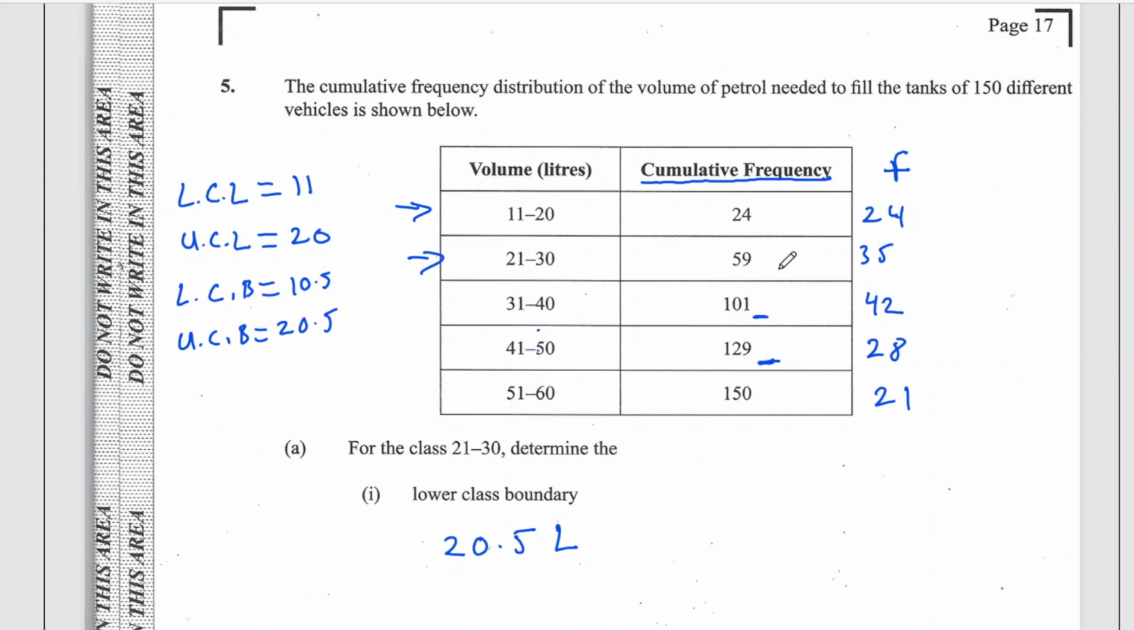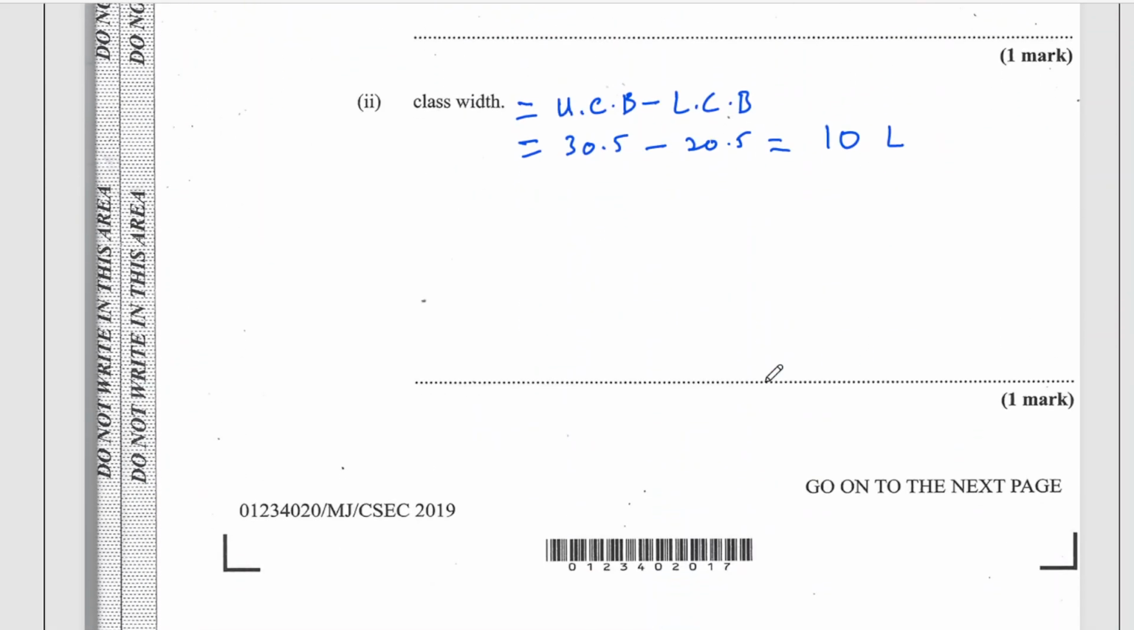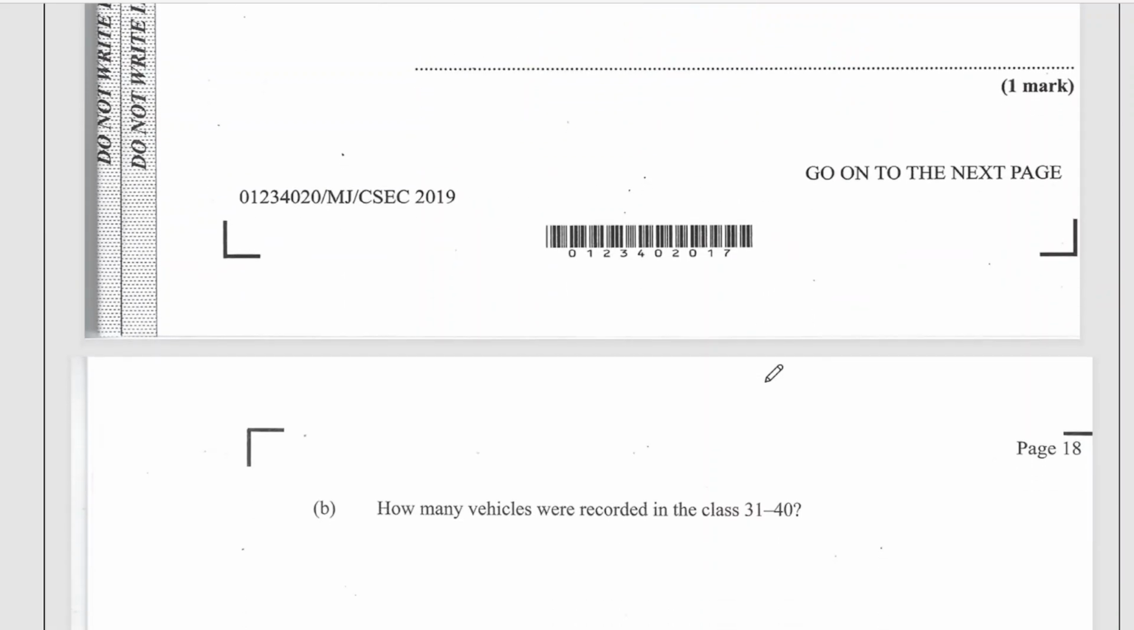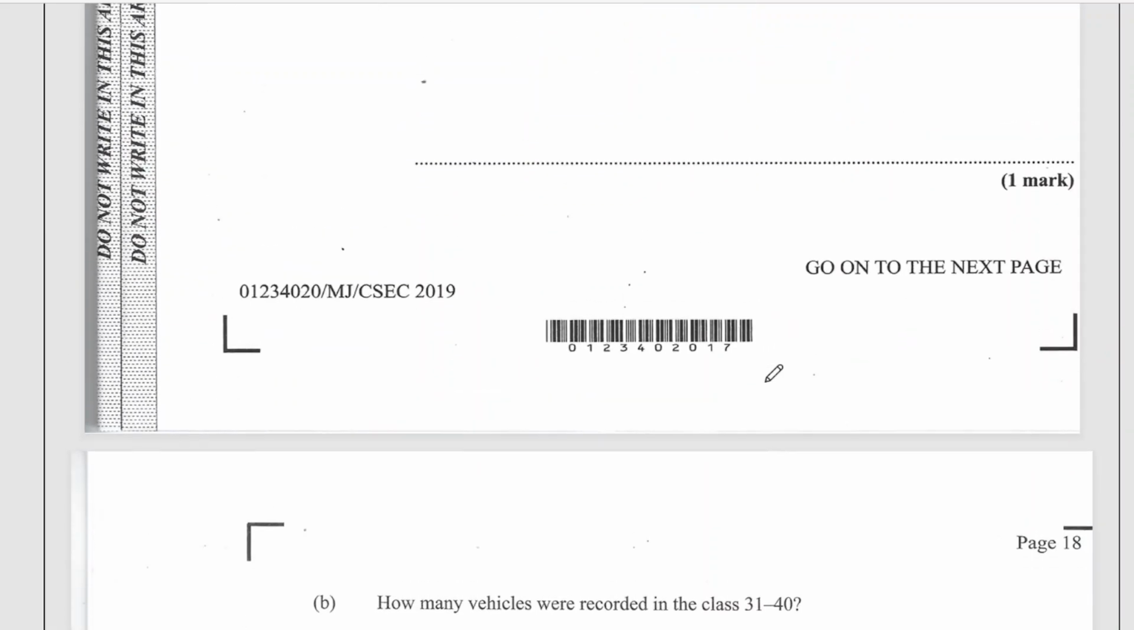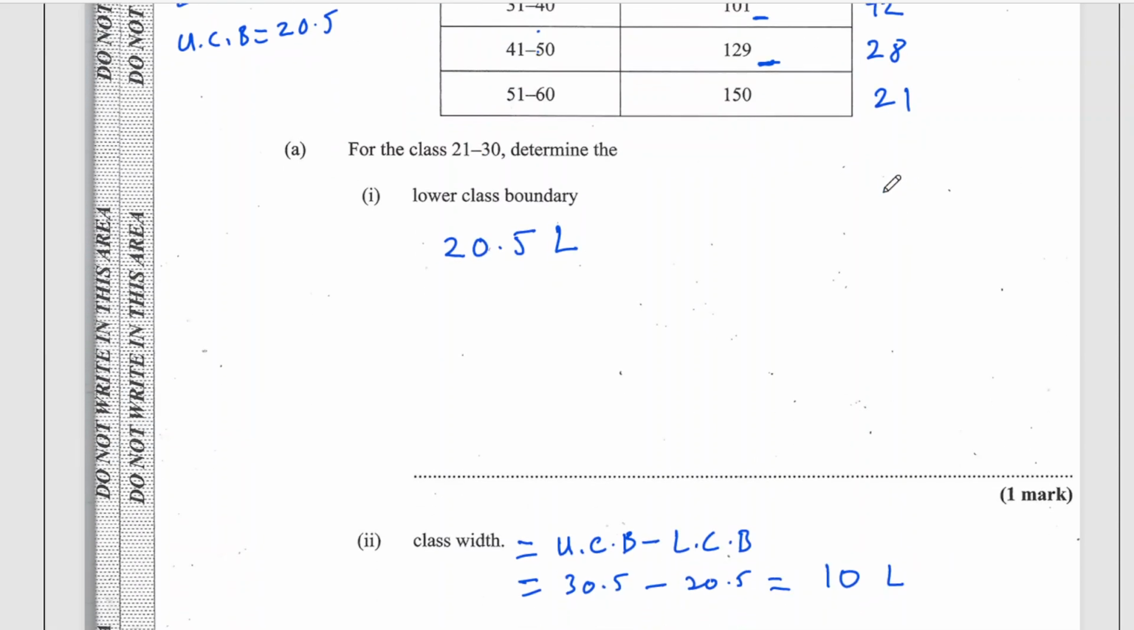24 plus 25 is 59, plus 42 is 101, plus 28 is 129, plus 21 is 150. So we know we're correct, right? Right, so now we convert the cumulative frequency back to frequency. Now we can answer the question. How many vehicles were recorded in the class 31 to 40? So 31 to 40, we had 42 vehicles.